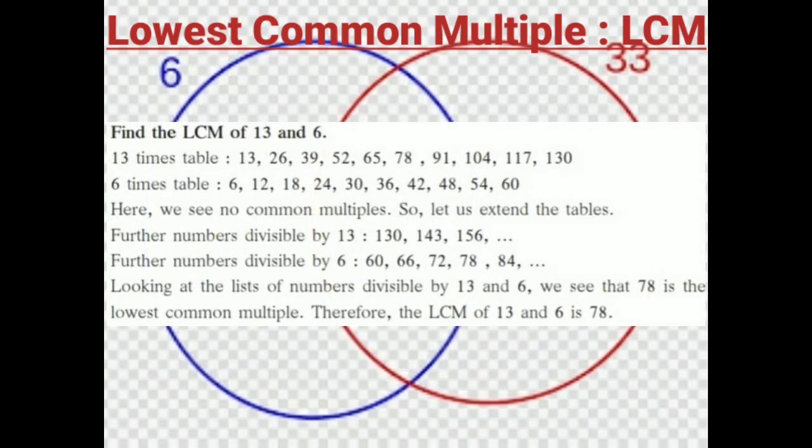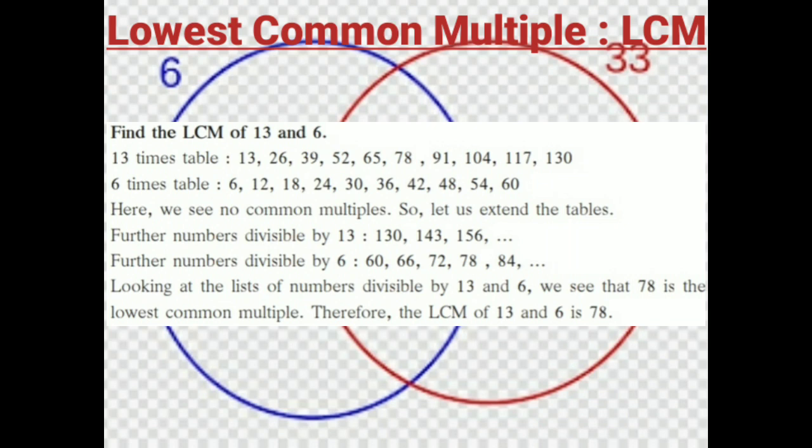As you can see, in the example, they have asked us to find out the LCM of the numbers 13 and 6. Now, to find the LCM of 13 and 6, at first we'll have to write down the tables of 13 and 6. Okay? So initially we'll write the table of 13 up to 10 times and see if we can get the common multiples.